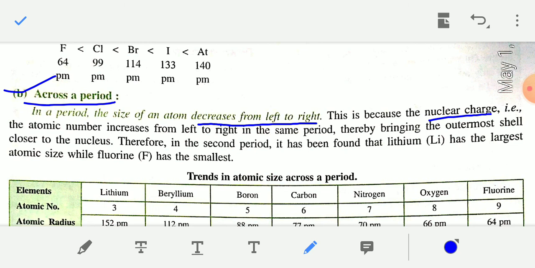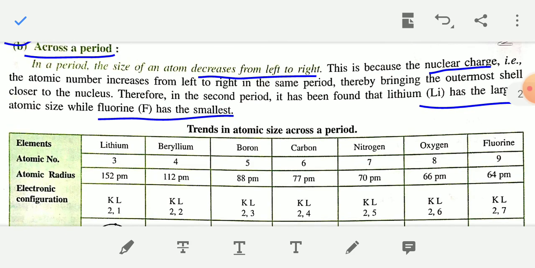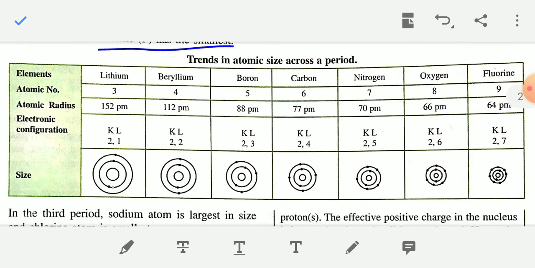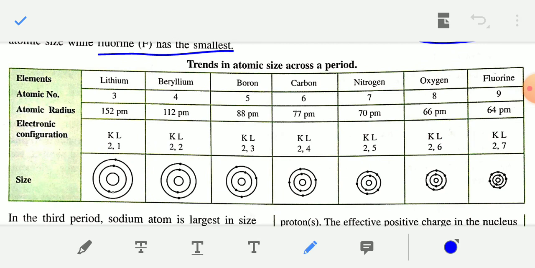thereby bringing the outermost shell closer to the nucleus, and therefore in the second period it has been found that lithium has the largest atomic size and fluorine has the smallest atomic size in the second period. Okay, and you have to remember that across the period no new shells are added. So lithium has 2 shells, similarly beryllium has 2 shells, boron also has 2 shells, carbon, nitrogen, oxygen, fluorine, all these elements of the second period have 2 shells.